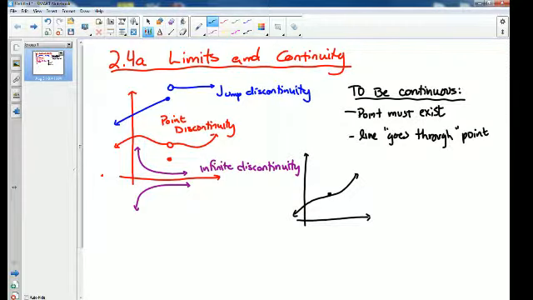If a point must exist, if we have a function, this is x, and this is y, how do we note the point must exist? f of x equals y. Okay, so that's this right here. The point exists. You plug it in, it gives you a number.